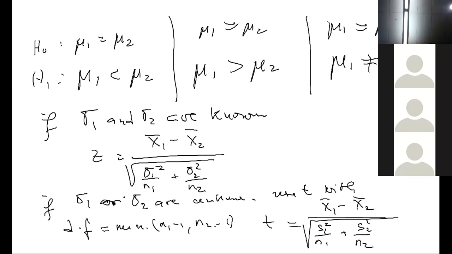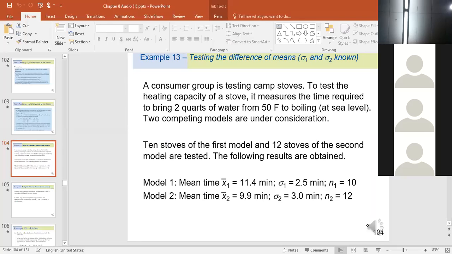Examples. A consumer group is testing camp stoves to test the heating capacity of a stove. It measures the time required to bring 2 quarts of water from 50 degrees to boiling at sea level. Two competing models are under consideration. 10 stoves of the first model and 12 stoves of the second model are tested. The following results are obtained.